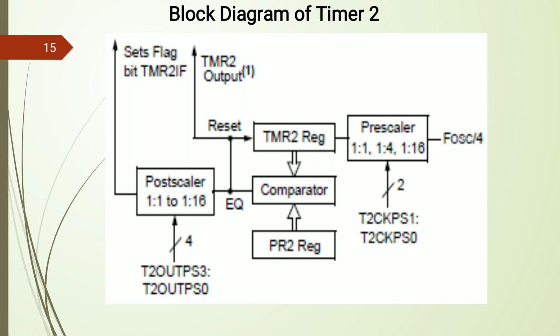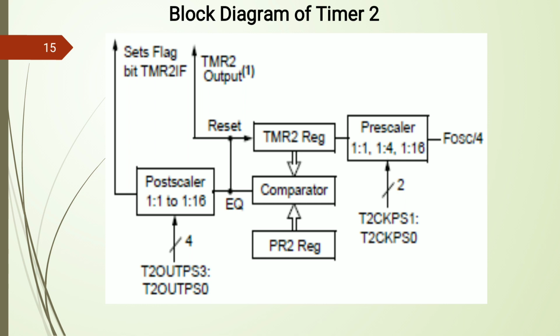Timer 2 is an 8-bit register, and its count is incremented every time the prescaler reaches its maximum value. Another register is used, that is the PR2 register. The PR2 register is used for loading some initial value or count, and it is applied to the comparator circuit. Whenever the timer 2 count reaches the count already loaded in the PR2 register, then and only then the comparator generates a high signal, that is the equate signal, to the post scaler circuit.